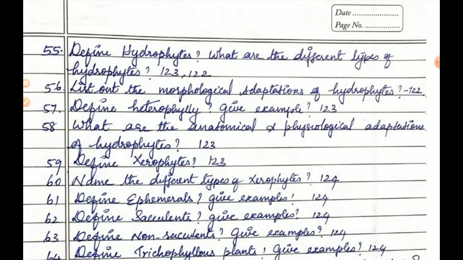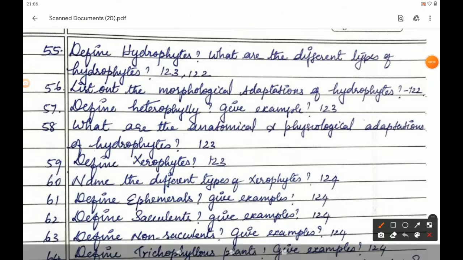What are the different types of hydrophytes? The answer is given in page number 122. Students, in page number 122, first under the heading Ecological Adaptation, second paragraph, Hydrophytes. Plants which live in water or wet places are called hydrophytes.